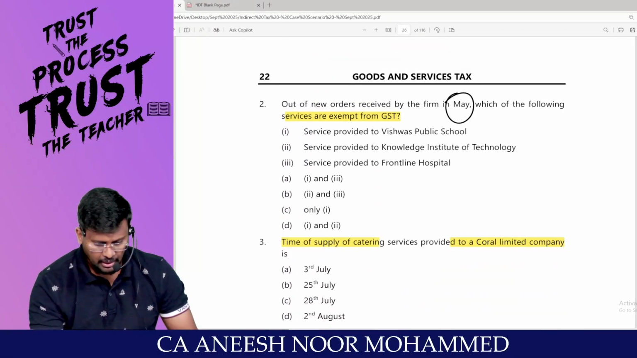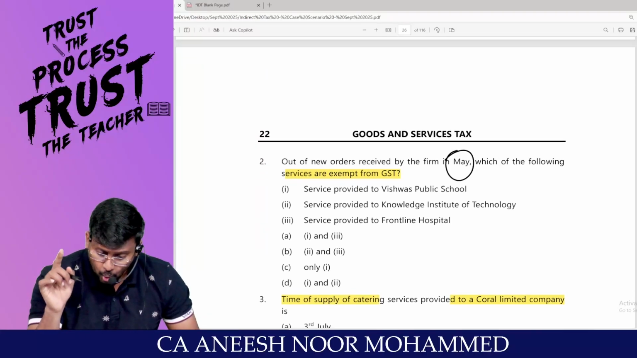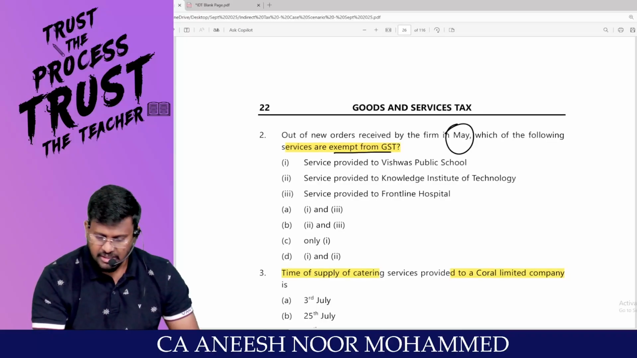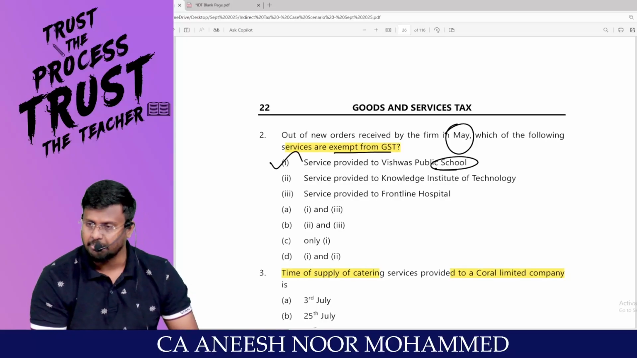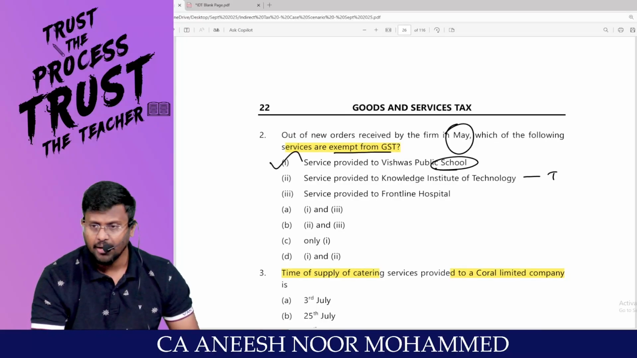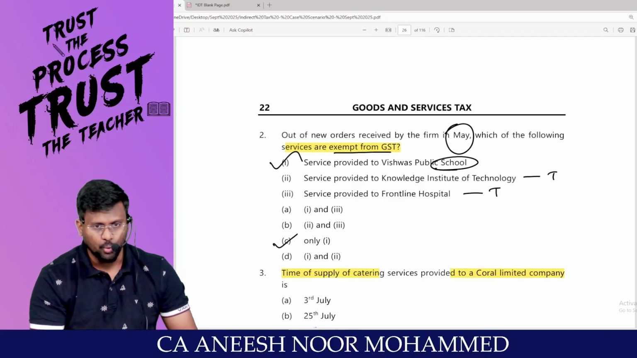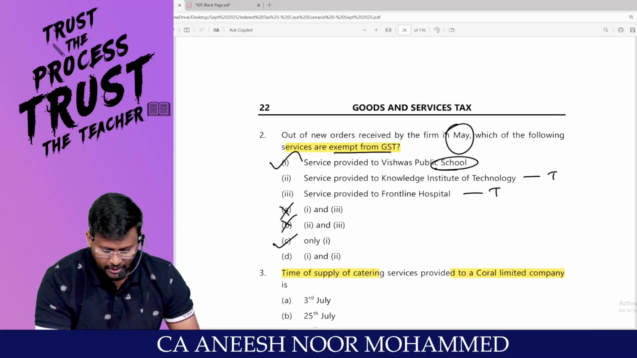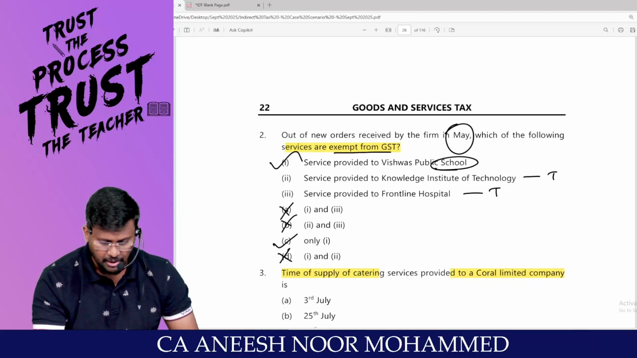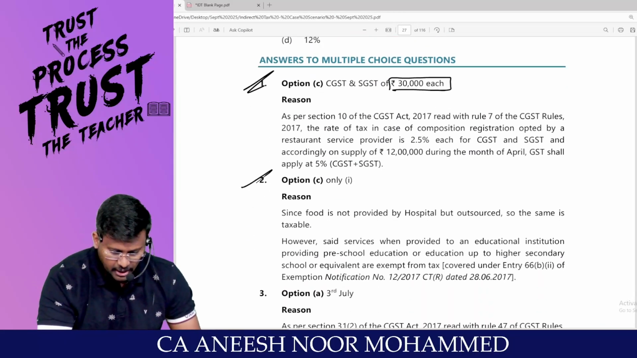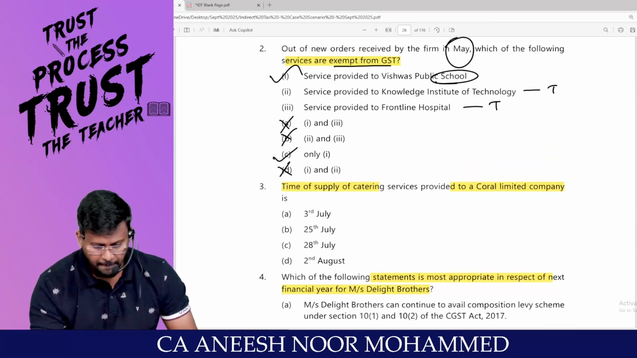Accepting? Number 2: out of the new orders received by the firm in May, which of the following are exempt? Sir, Vishwas Public School is exempt. Accepting? This will be taxable. Sir, service provided to Frontline is taxable. So what is exempt? Only the school. Only one should be exempted. Sir, these 2 are not exempt. The last 2 are not exempt. 1 and 3 are not exempt. So for answer number 2, it should be what? C, only 1. Are you all really with me?